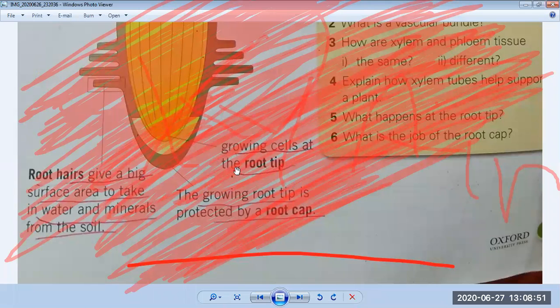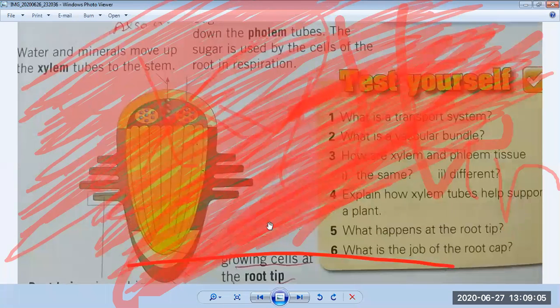Now you will see the root tip, growing cells at the tip. The growing root tip is protected by a root cap. You can also understand this with the help of a diagram. I will show you the diagram, see the screen.